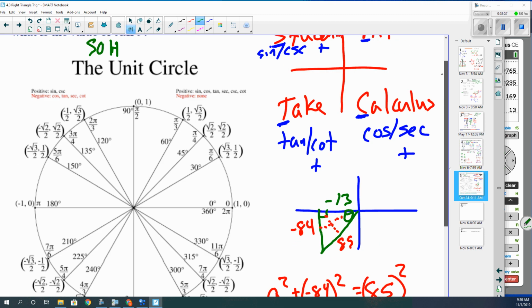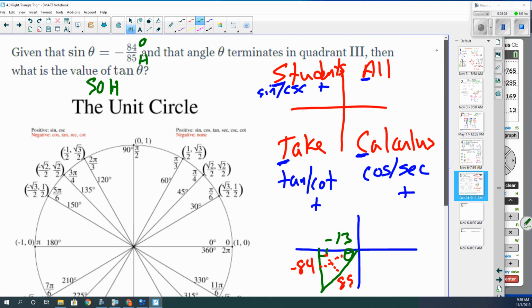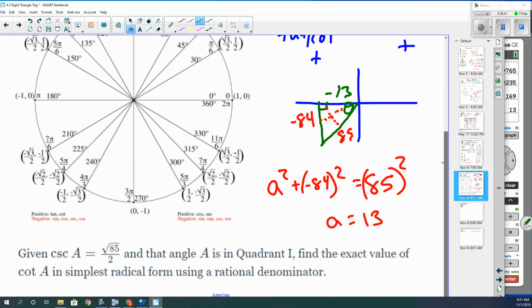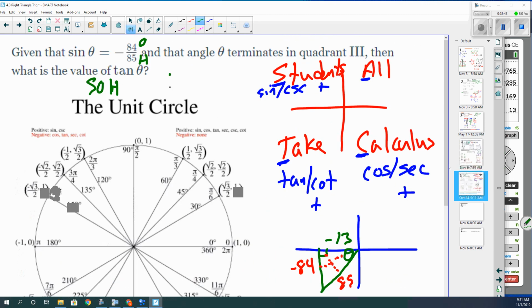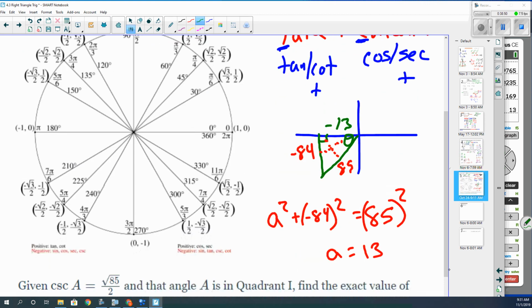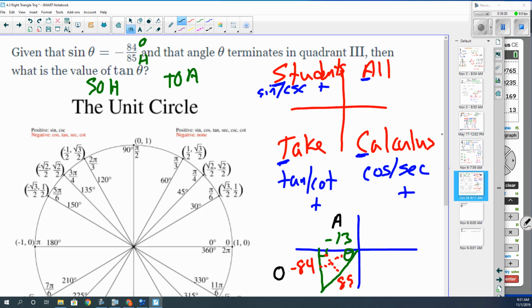So now I can answer whatever they asked me. What did they ask me? The value of tangent. Well, tangent, doing TOA, is opposite over adjacent. My opposite side of theta was the negative 84. My adjacent side was that negative 13. So my tangent of theta should be negative 84 over negative 13.